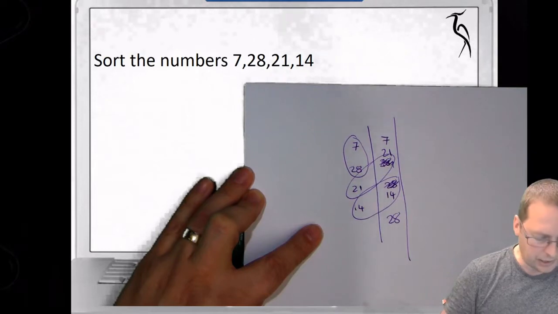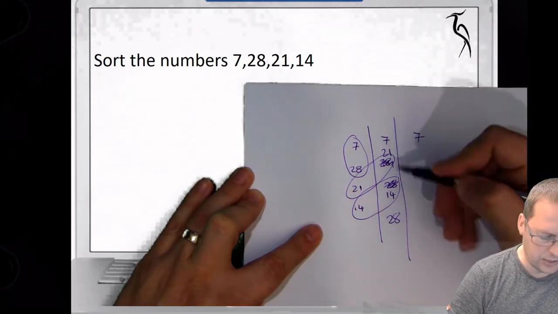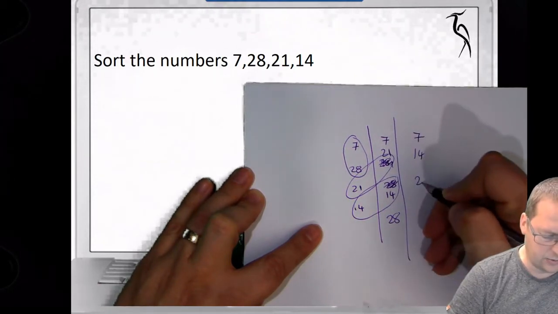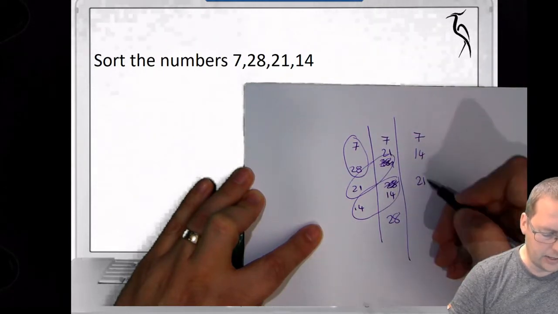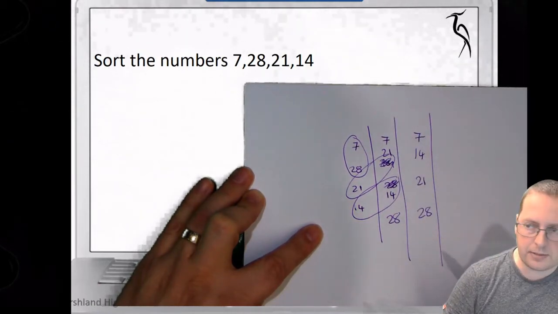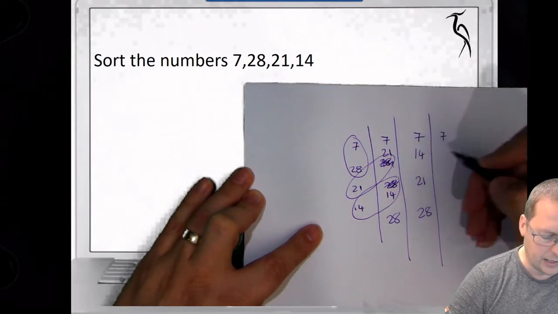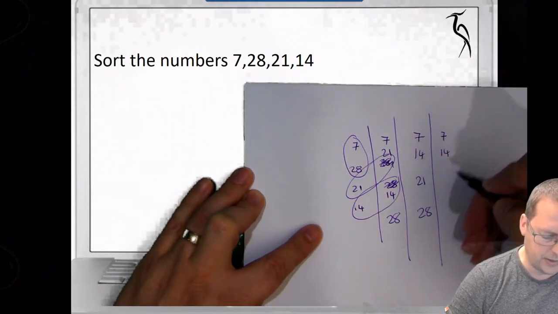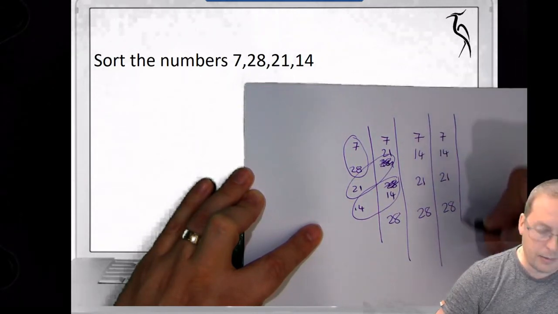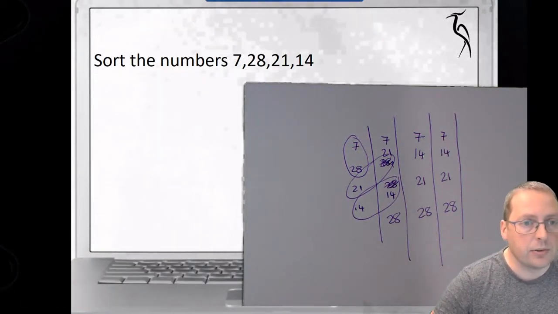I now need to repeat this. The 7 and the 21, they are in the correct order, so I'm happy to put that there. I'm now looking at the 21 and the 14. I need to swap those, so I've got a 14 and a 21. 21 and 28, they are in the correct order, so I can put the 28 across. And I need to repeat my bubble sort to make sure there are no more swaps. So 7 and 14, that's correct. The 14 and the 21, that's correct. The 21 and the 28, that's correct. So my bubble sort is now complete. And that is how you complete a bubble sort.